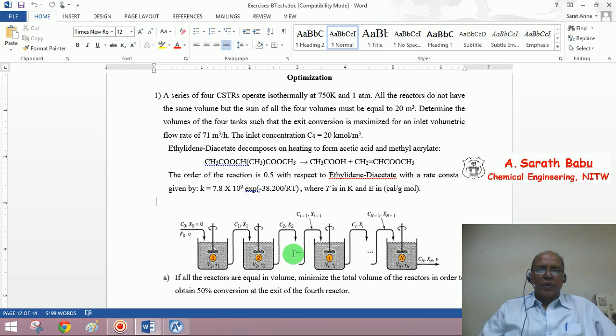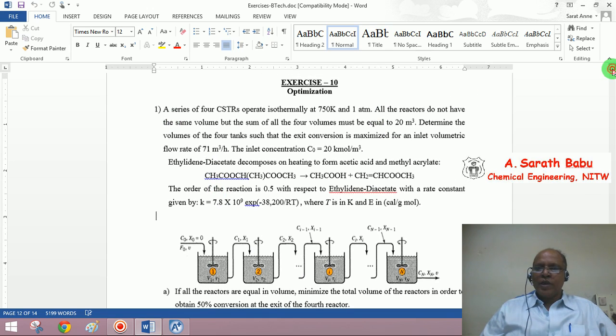Yeah, good morning. Let me now go into the optimization exercise and try to resolve some of these problems. Now, this problem was more or less similar to the one that we were able to handle with respect to the previous example. We have minimized the sum of the two reactor volumes in order to get a particular conversion. Though the problem statement is slightly different, I think you will be able to handle this problem as it is.